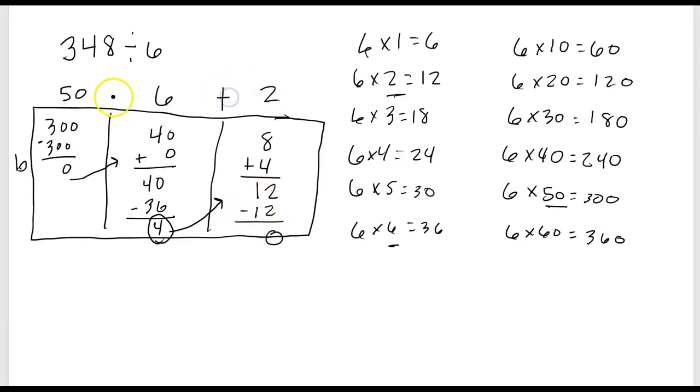So now I'm going to go back up to the top. I'm going to add these 3 partial quotients. You use partial quotients with area model. And then we'll get our quotient. So 50 plus 6 is 56. Plus 2 more is 57 and 58. So my quotient is 58.